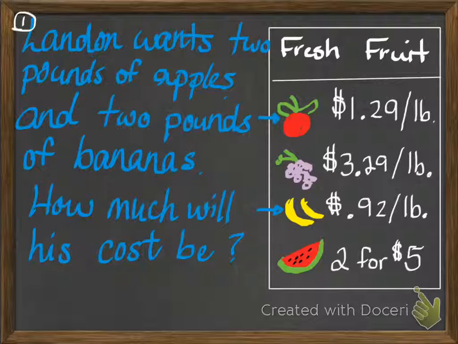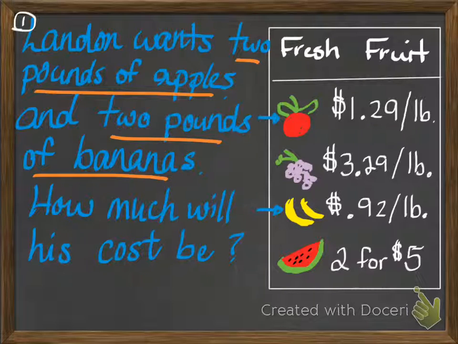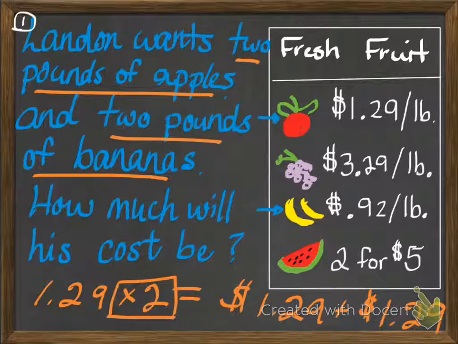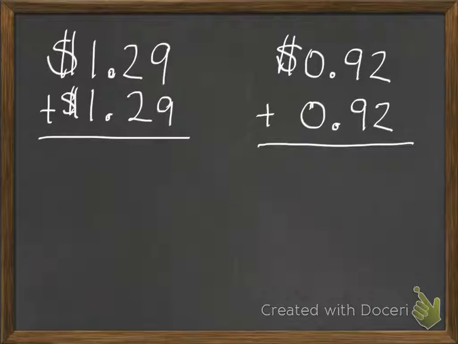Okay, the important information here is that he wants 2 pounds of apples, he wants 2 pounds of bananas. We're trying to find out how much the total cost will be. Now, you could do $1.29 for the apples times 2, and that might be your first thing to try, but we haven't learned how to do multiplication yet with decimals. So I know that multiplication is the same as repeated addition, so I can add $1.29 plus $1.29 to find my answer. That's what I'm going to do. I'm going to add up each 1 pound of the apples and then 2 pounds of the bananas and find out how much that is.